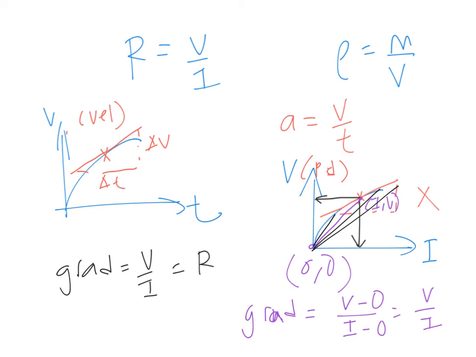So you notice that the gradient here is getting steeper or less steep? Less steep. So if the gradient is getting smaller, the resistance must be getting smaller, because the gradient represents resistance.